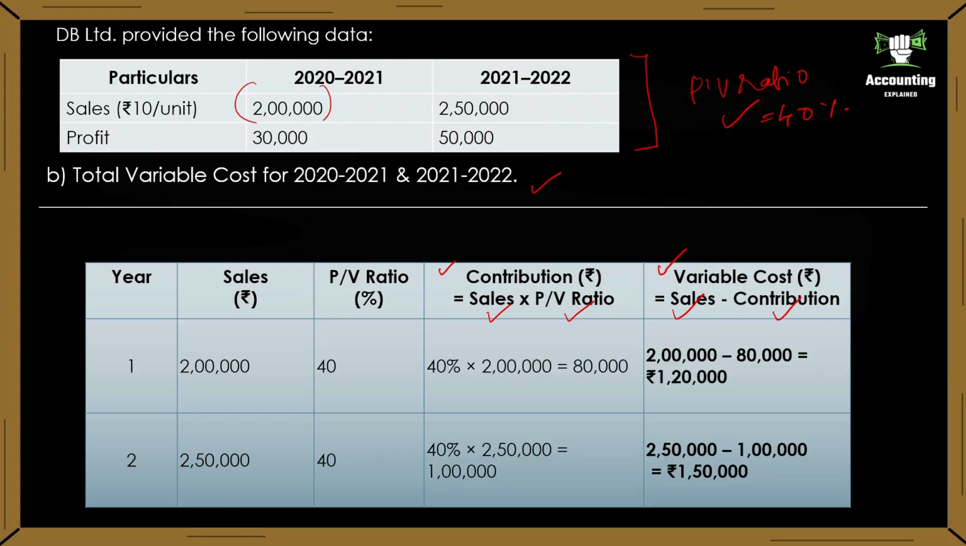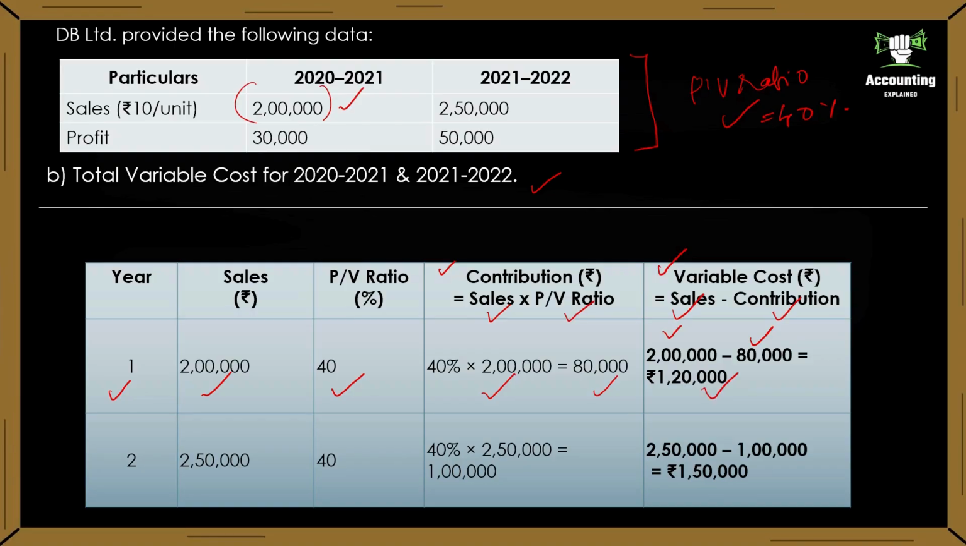So let us do for year 1. Sales is 2 lakhs. P/V ratio is 40%. 40% of 2 lakhs is 80,000. So that is your contribution. Deduct the contribution of 80,000 from the sales of 2 lakhs. You get 1 lakh 20,000 as your variable cost for the first year.